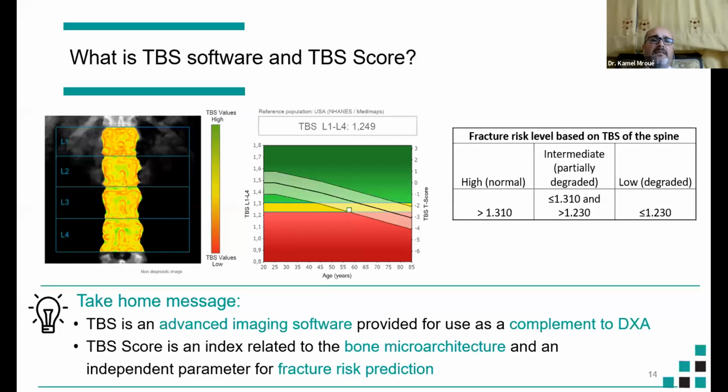What's this TBS software? It's an advanced imaging software that complements the Dexa scan. They take the Dexa scan of the lumbar spine, they translate it to a TBS score, and we have different numbers. If this number is more than 1.31, then we have a high TBS score, meaning that the bone is of good quality. If it's less than 1.23, then this bone is degraded and of bad quality. In between, it's partially degraded or partially bad bone.